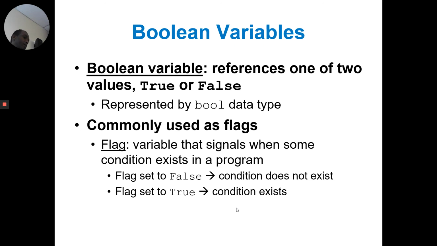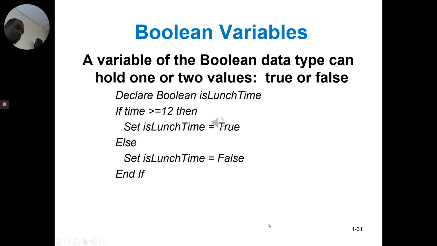Now Boolean variables. Boolean variables reference one of two values, true or false, and you can use the bool data type. They are commonly used as flags, a variable that signals when some condition exists in our program. So you can set a flag to false, meaning the condition doesn't exist. If it's set to true, the condition does exist. And here is how you can declare it.